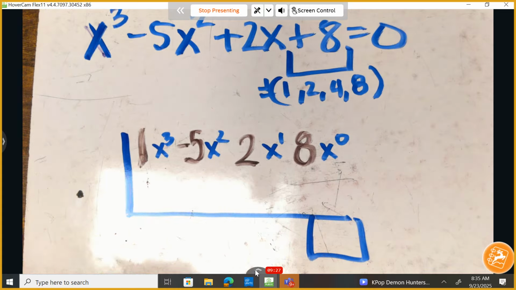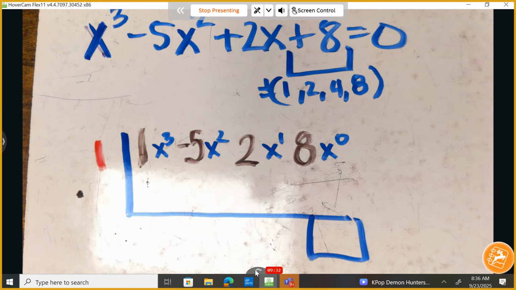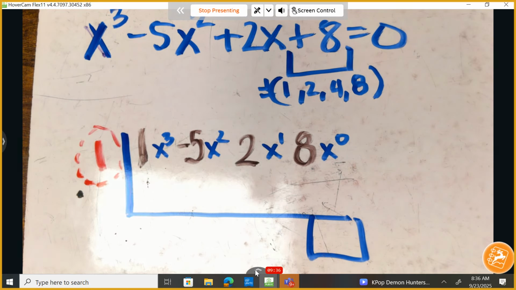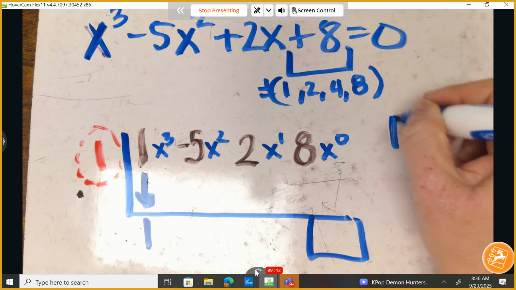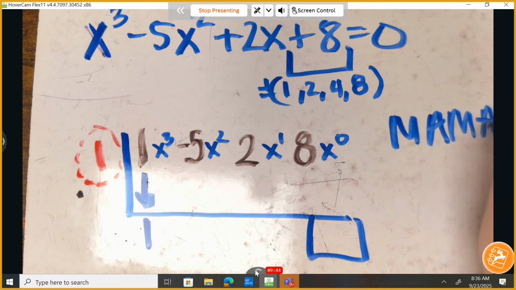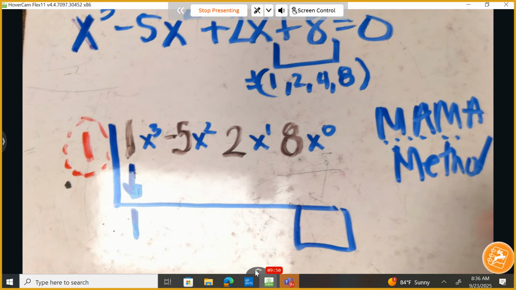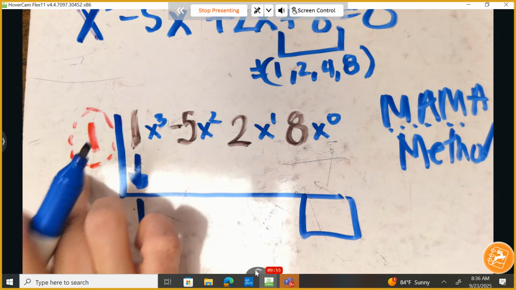Now I'm going to show you why I really prefer using a board. It can save me quite a bit of time. So I'm going to test a 1. And as a reminder, everything that I multiply goes back to this. Okay, step 1 when we do this is, remember, MAMA method is just something Miss Bradley came up with. It is nothing spectacular, but it reminds students of the steps. You're going to multiply, add, multiply, add, multiply, add until you have a value. And only when this is 0 does it tell us that this number is a solution.